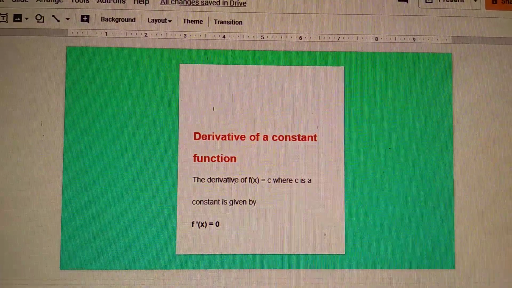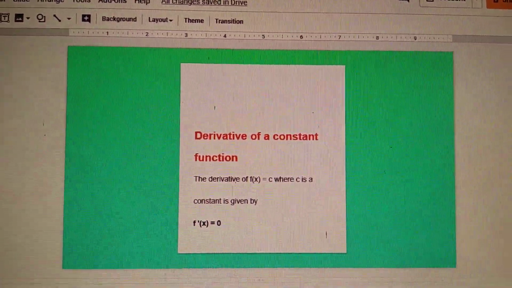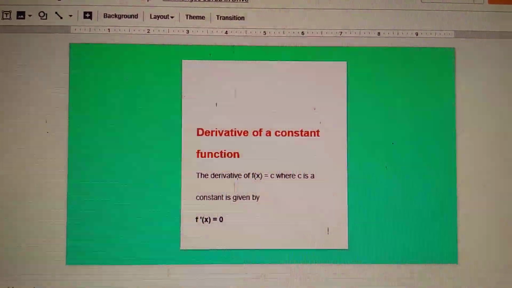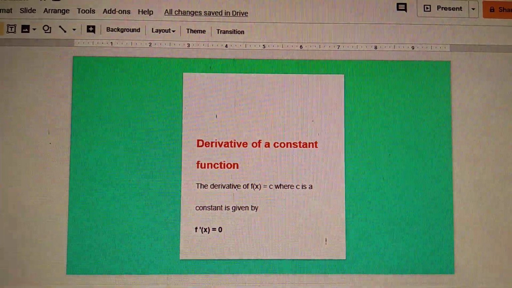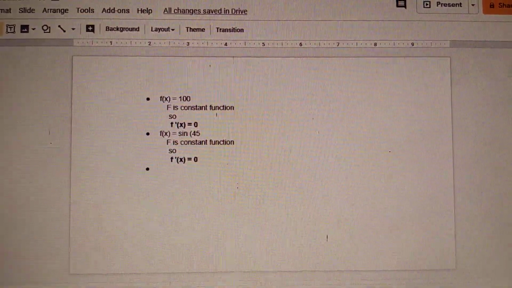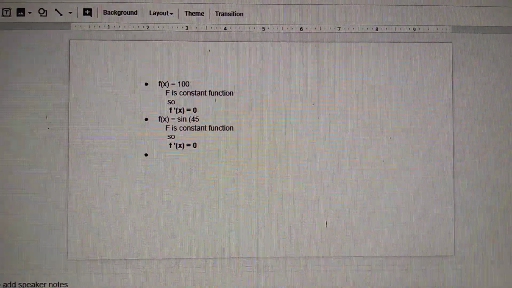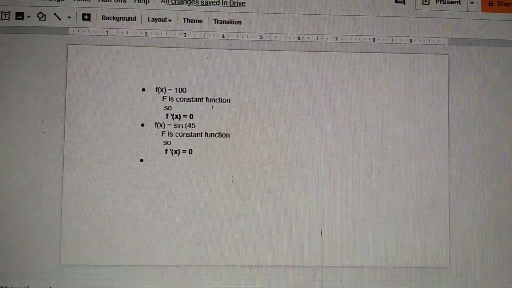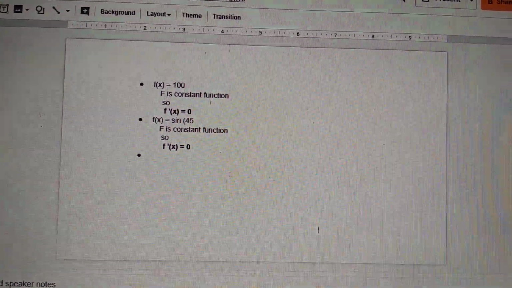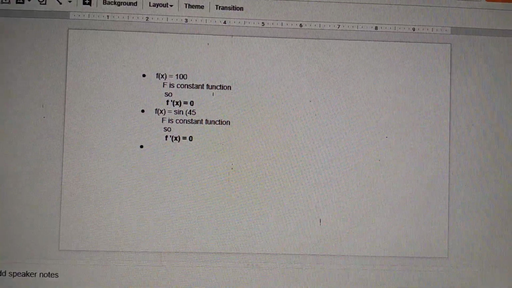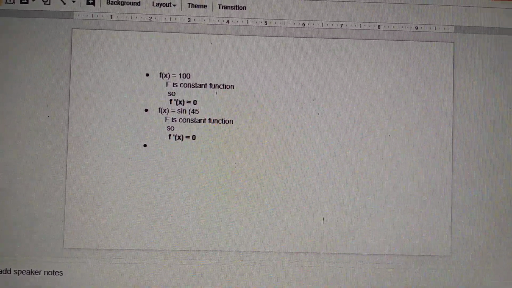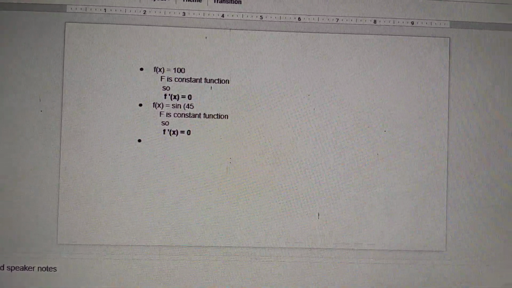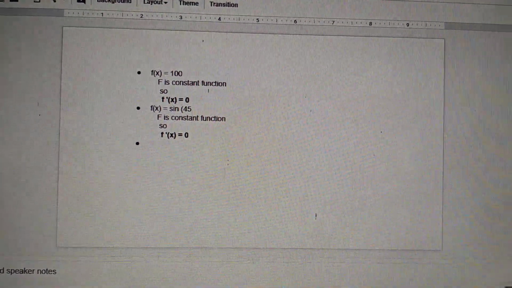Now I want to say the derivative of a constant is zero. That is, if f is a constant function, its derivative we consider always to be zero. For example, f of x is 100. Now f is a constant function, so its derivative f dash x is 0. Another example, if f of x is equal to sine 45, you know that sine 45 is 1 upon root 2. So f is a constant, its derivative is 0.